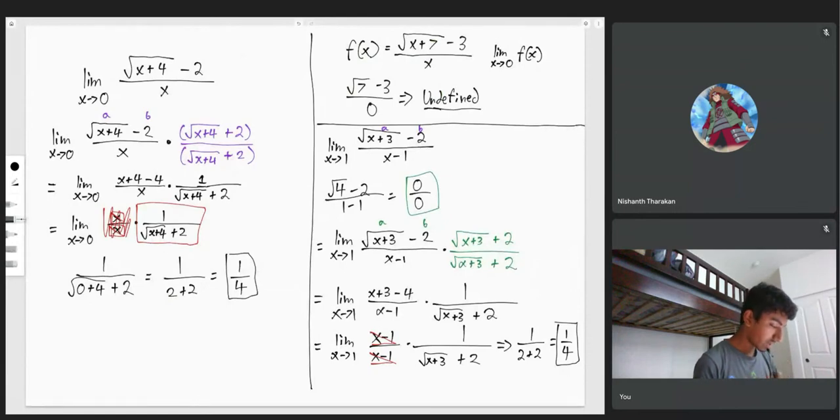I want you to take another look at this and understand what I did for each of these problems. First, I evaluate. If it's 0 over 0, that means I can do something with it, and I can use conjugation to factor out certain values.